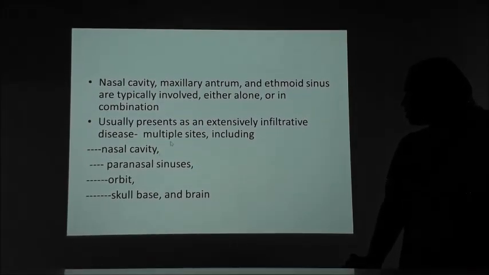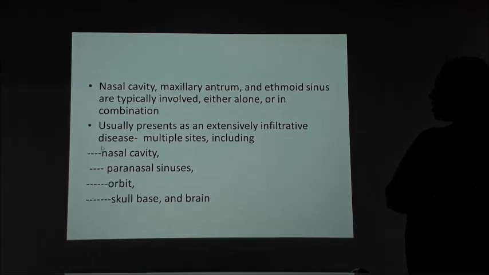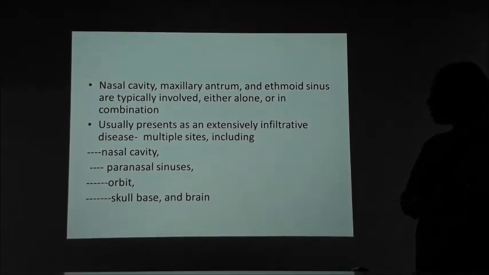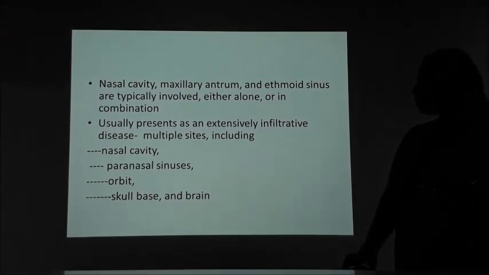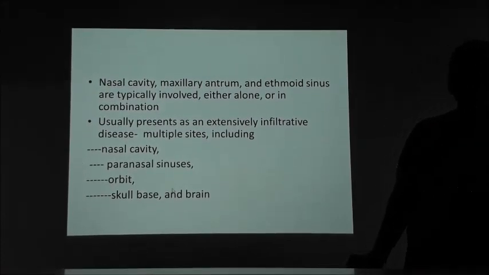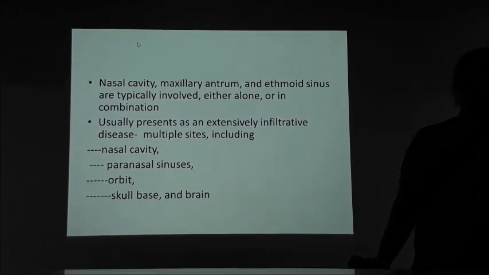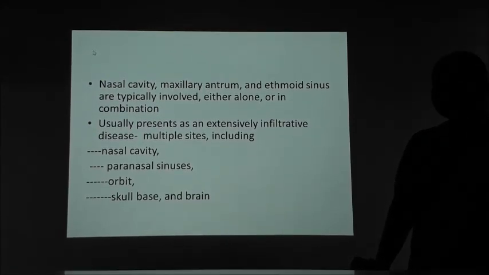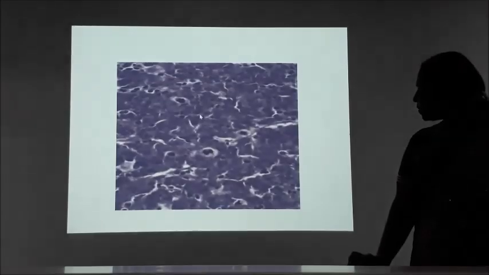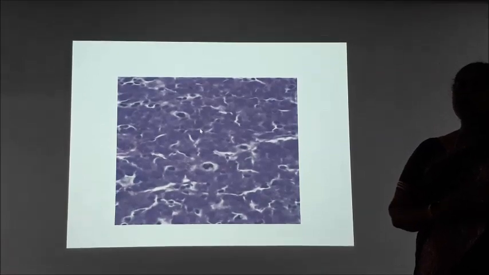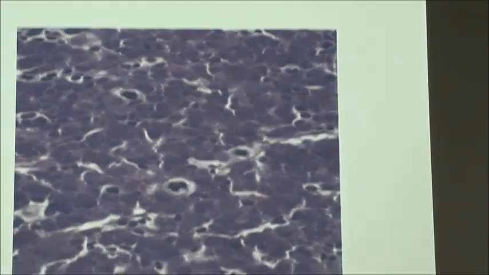The common areas which the disease presents in and can extend into are the nasal cavity and the paranasal sinuses. Sometimes it can even involve the orbit, skull base and brain. So in such cases an MRI is very, very important for us to know the extent of the disease. So when we take a CT scan, can you see this? A tumor almost eroding the bone also. This is the tumor.